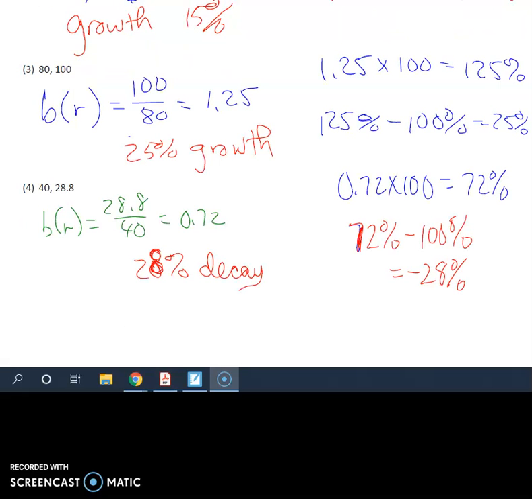All right, so problem number 3, when you divide, you get 1.25. You turn it into a percent by multiplying by 100%, you get 125%. Subtract 100 from that, and if it's positive, it's a growth by that percent. If it's negative, it's a decay. In this case, you got a positive 25, so you have a 25% growth. And then the last problem, when we do the division, you get 0.72, so you multiply by 100% to get 72%. Subtract 100 from 72% to get a negative 28%. So that tells me we have a 28% decay.